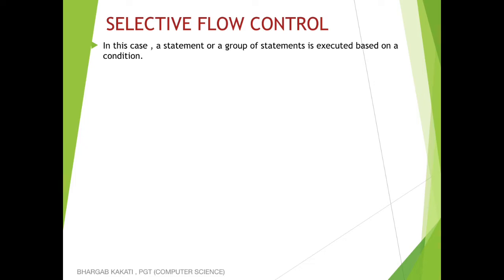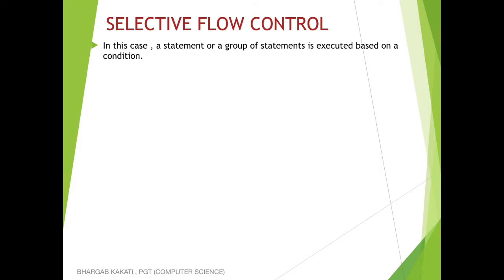Now in this case, a statement or a group of statements is executed based on a condition. This is such a type of flow control mechanism where all the lines are not executed. Only certain specific lines are executed. So which lines will be executed? It will be dependent upon a particular condition.